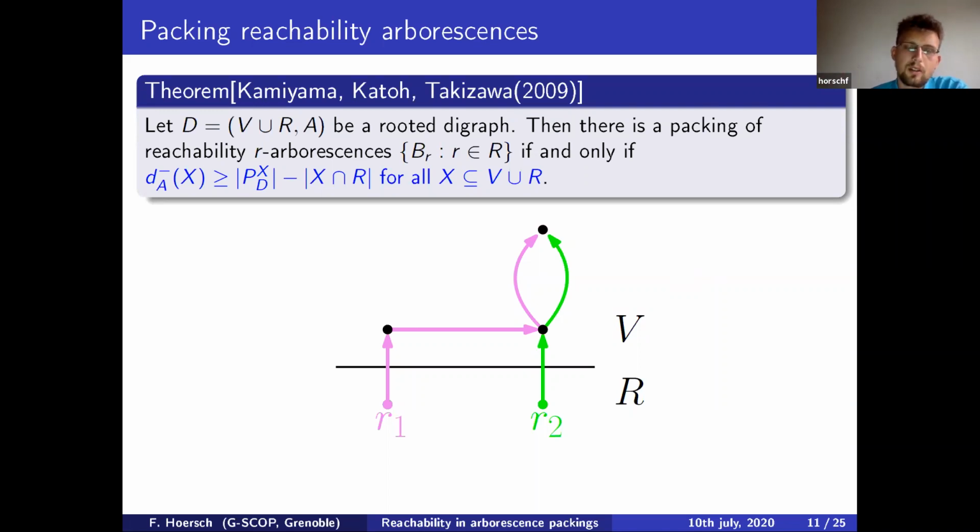I look at X, I know exactly the roots in PDX need to see X. Every arborescence that has a root in PDX needs to come into X. So I have the roots that already start in X, and all the rest has to come in. So again, you can easily see that this is necessary. But of course, proving sufficiency is less trivial.